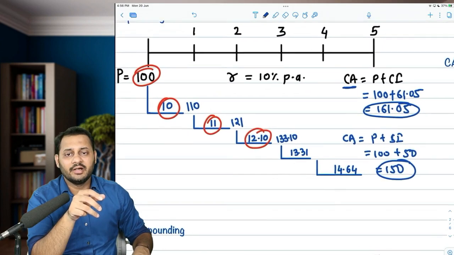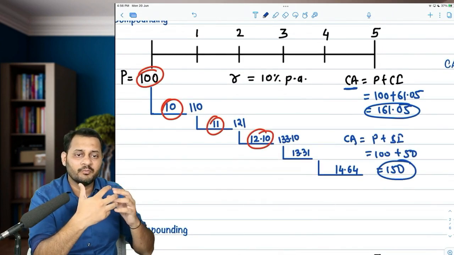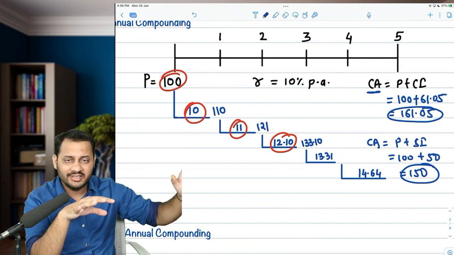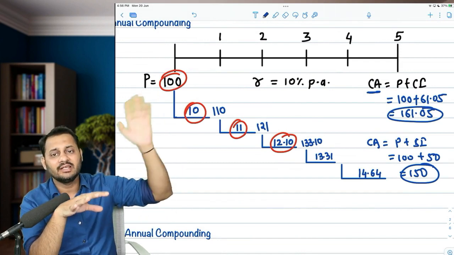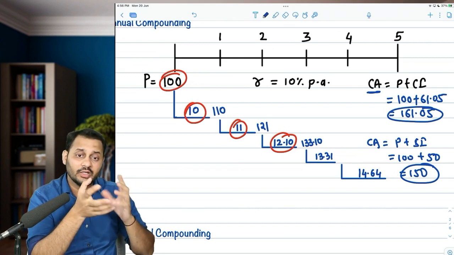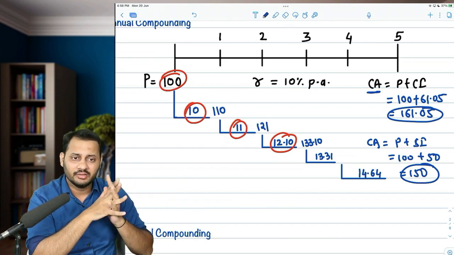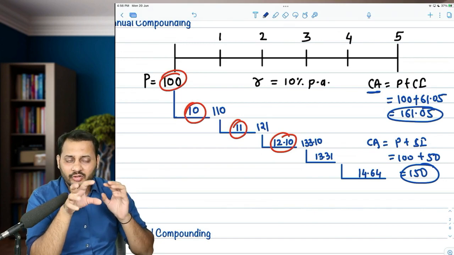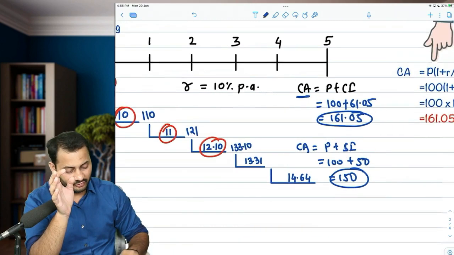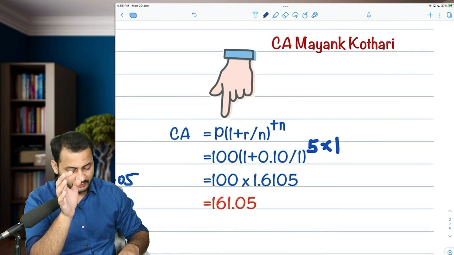Now the main part is, sir, how to calculate the compound amount. See, it is a very tedious task to add all the interest amounts and then add them to the principal. Also, you will have to calculate interest at every point. So, is there any formula for calculating 161.05 directly? Yes, sir. There is one formula. So, this is that formula.